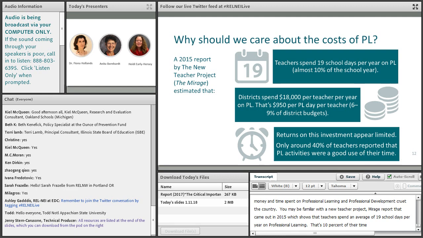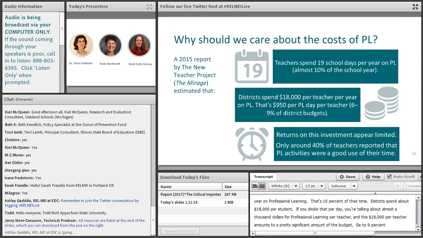Districts on average spend $18,000 per teacher per year on professional learning. If you divide that by the 19 days, you're talking about almost $1,000 per professional learning day per teacher. And this $18,000 per teacher amounts to a pretty significant chunk of the district budget, 6 to 9%.